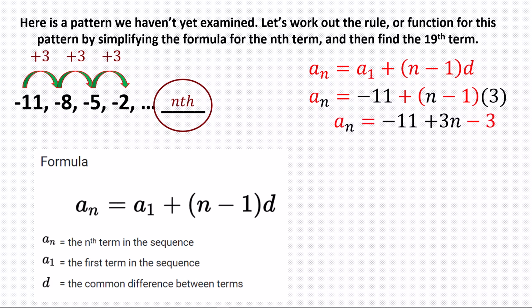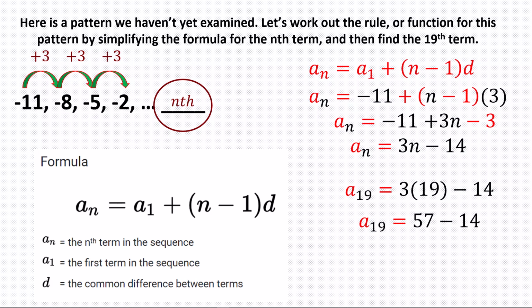Simplifying the right side expression, we get negative 11 plus 3n minus 3 after distributing the 3, which combines into 3n minus 14. And so our formula, our rule, our function for this sequence is a sub n equals 3n minus 14. We replace n with 19, and we get 3 times 19 minus 14. 3 times 19 is 57. 57 minus 14 is 43. And so now you can see how the formula for the arithmetic progression works.